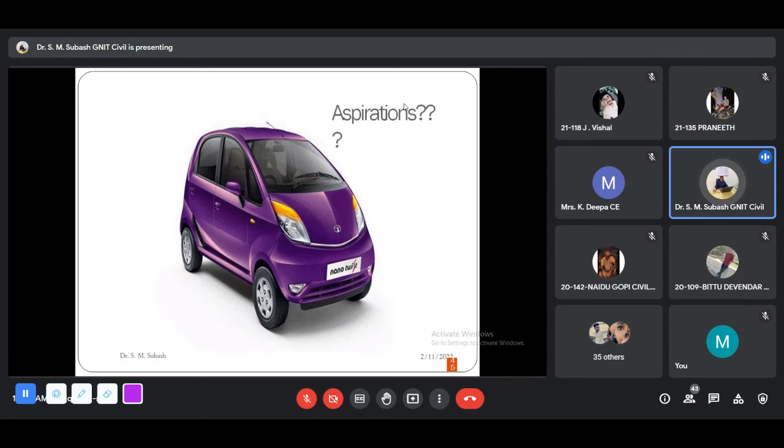Like this, most of the companies have developed. We know the story of Tata, Ratan Tata. So no need to worry. Just go ahead one by one. Finally, you become the entrepreneur, and everybody will start from you.